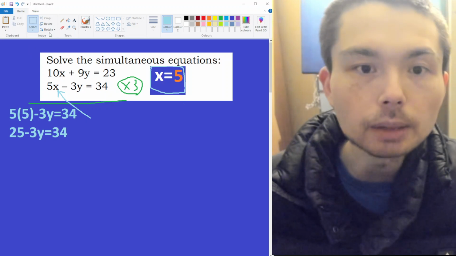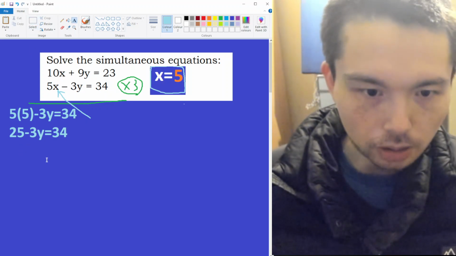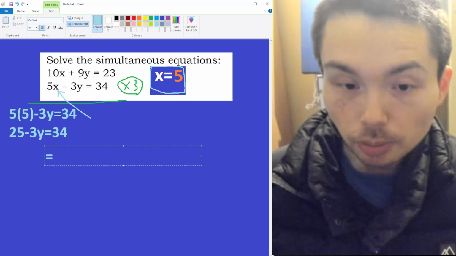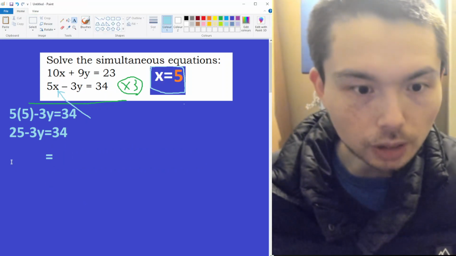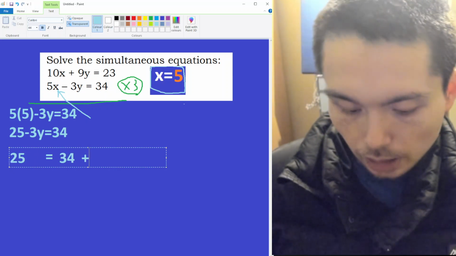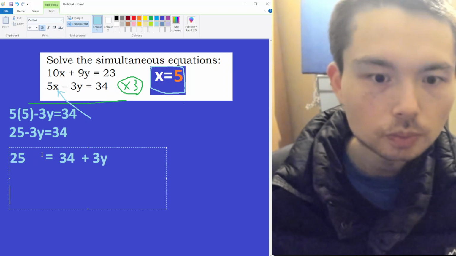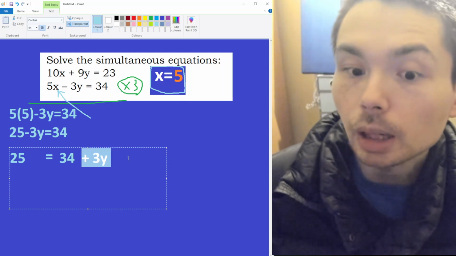X equals 5, put that in. And now let's rearrange. We have minus 3y. Move that over to the other side. That will be plus 3y. Let's just write it fully here. 25 is still on the left. That equals 34 plus 3y, because I've moved minus 3y over to the right side, so it will become plus 3y.